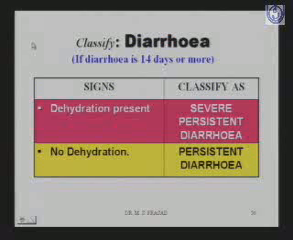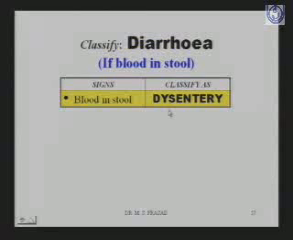The next one is actually looking at the issue of the child having persistent diarrhea. So if a child has diarrhea for 14 days or more, we would need to classify this child for persistent diarrhea. And lastly, of course, if the child has blood in stools, then the child has to be classified for dysentery. That means a child with diarrhea could have up to 3 classifications. 1 for the dehydration, 1 for the persistent diarrhea, and maybe 1 for the dysentery.